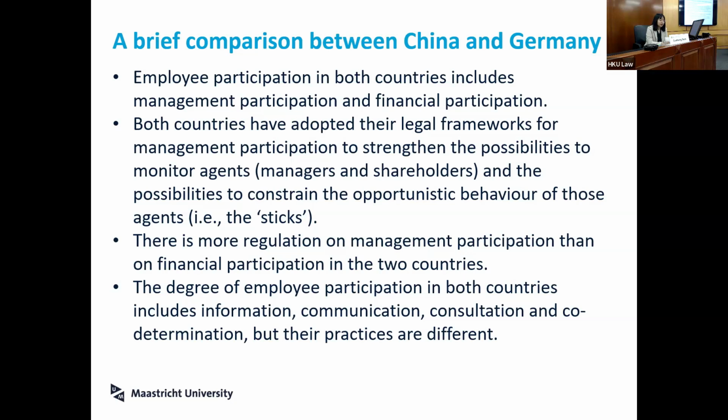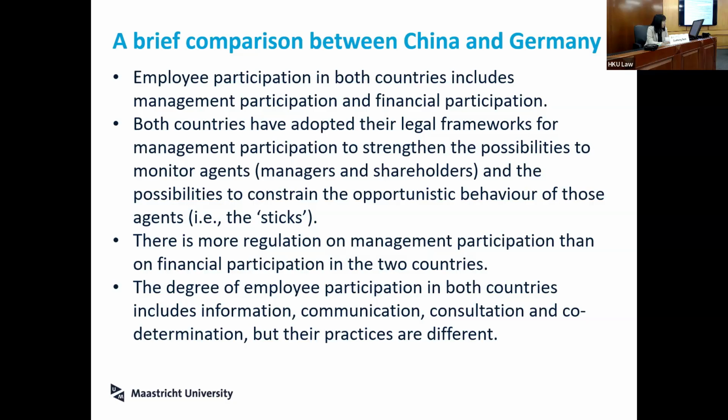But for financial participation in Germany, they only have some kind of favorable clauses in, for example, the income tax law. So if employees get benefits because of the rising stock price of the stocks they acquire in the corporations, they could be exempt for a definite percent from their income tax. So, therefore, there's not really a specific law that regulates financial participation in both countries.